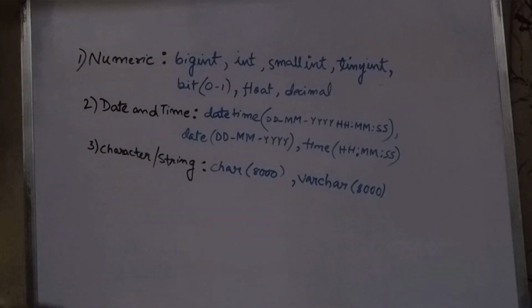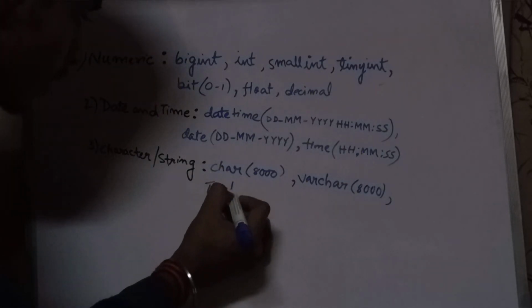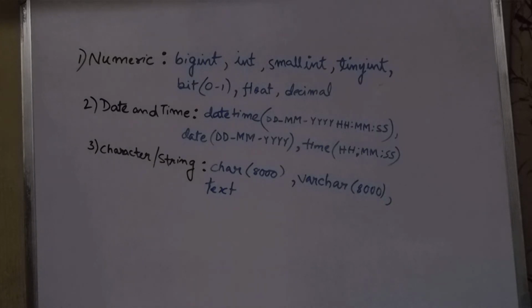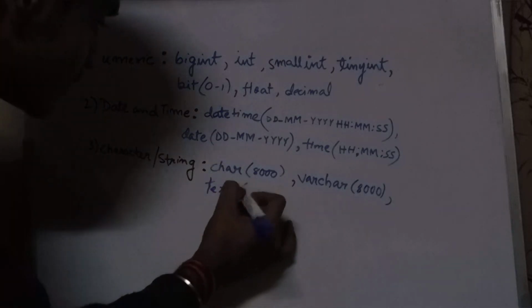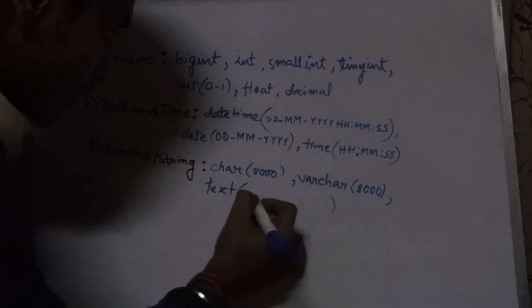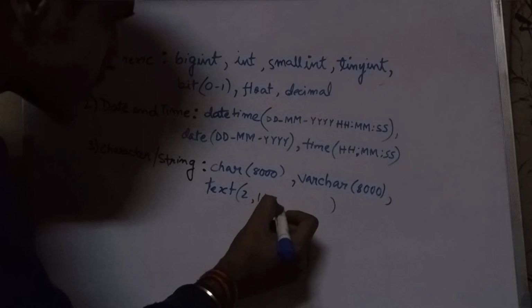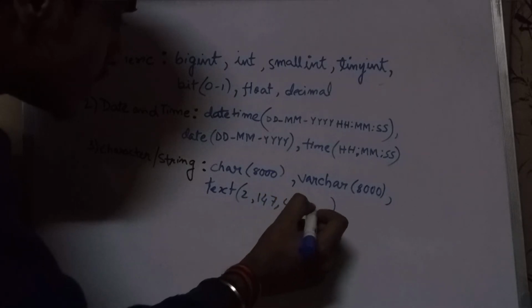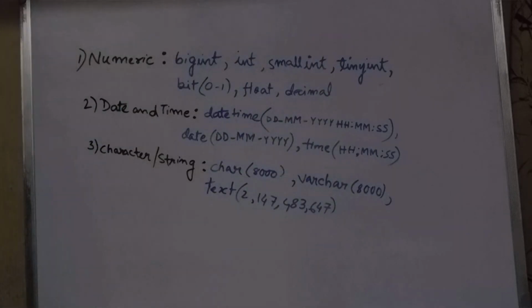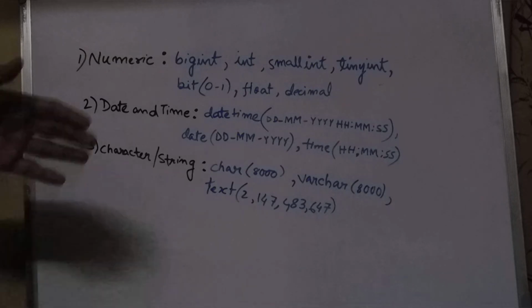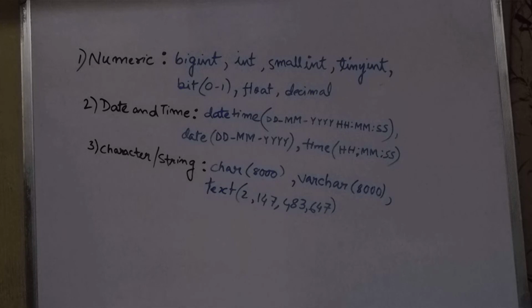And the last important data type under character string is text. The text data type can store really large character or string values, and the maximum length it can support is quite high: 2147483647. So that's about SQL data types.